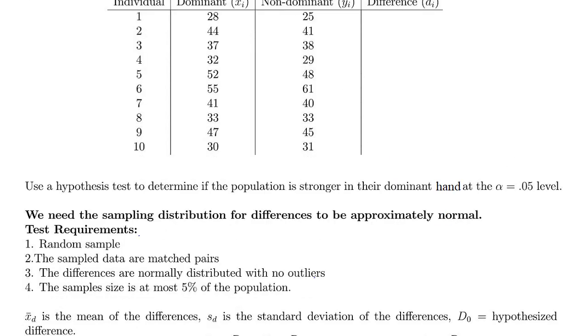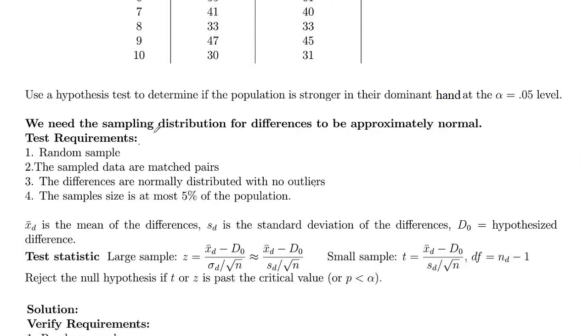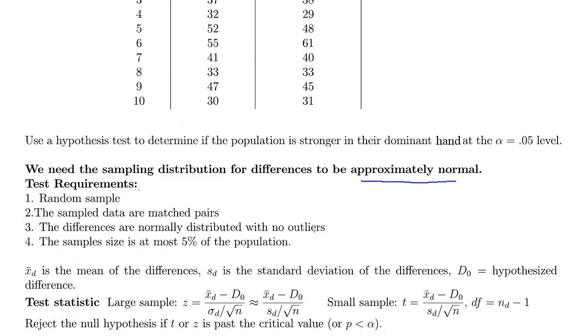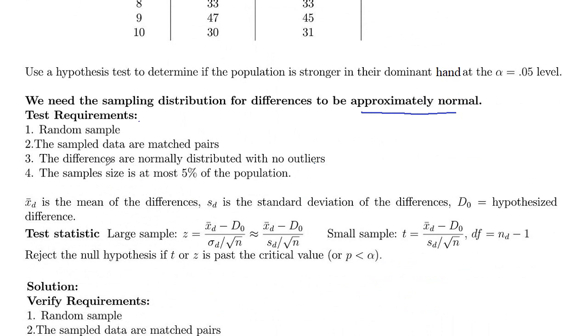Now, in order to do this type of test, we need our sampling distribution for the differences to be approximately normal. So here are the test requirements when you do a paired difference. You need a random sample. The sample data need to be matched pairs. So up here, we had dominant and non-dominant for the same individual. That's a matched pair because they both relate to that same individual. So each line here is a matched pair. The differences need to be normally distributed, and the sample size is at most 5% of the population.